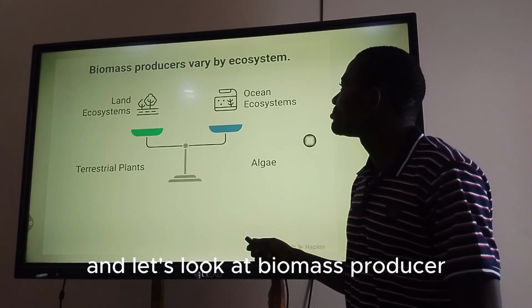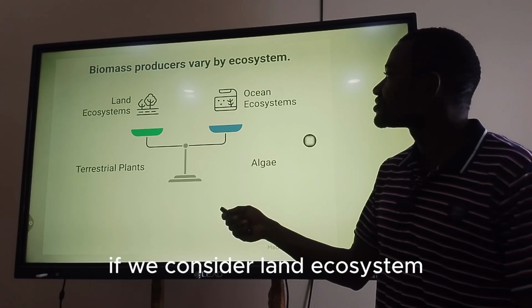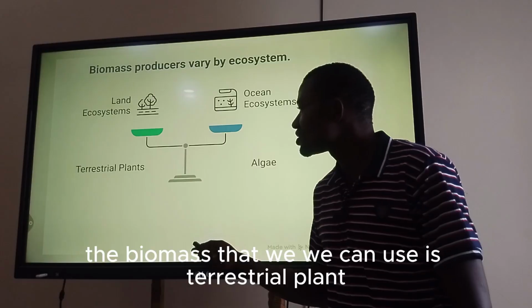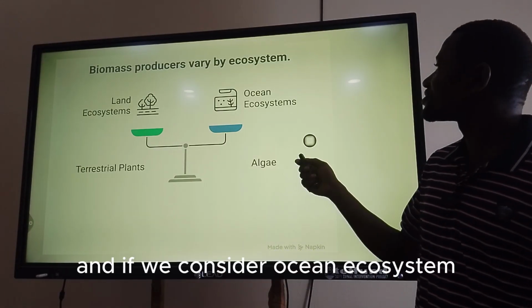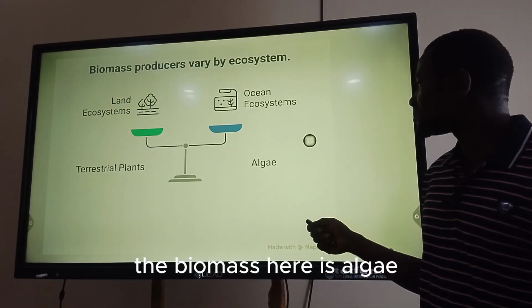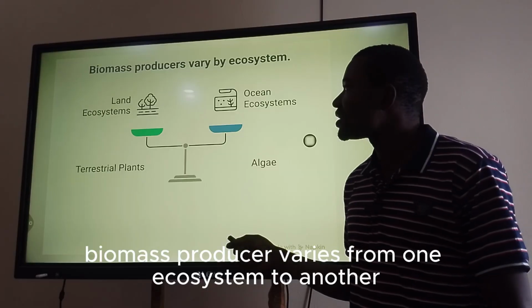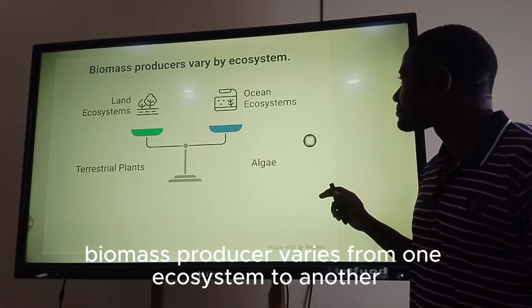And let's look at the biomass producer. It varies based on ecosystem. If we consider the land ecosystem, the biomass that we can use is terrestrial plants. And if we consider the ocean ecosystem, the biomass here is algae. So the biomass producer varies from one ecosystem to another.